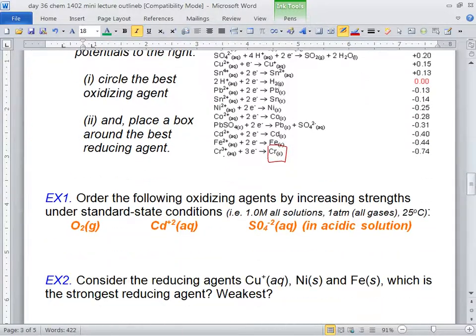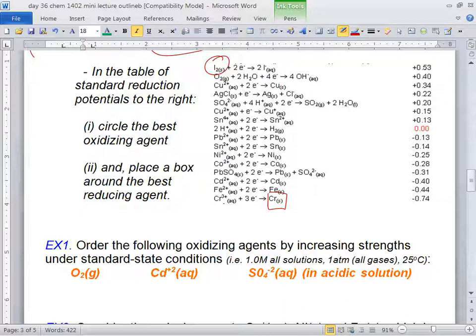Order the following oxidizing agents by increasing strengths. So using that table, you want to consider them as oxidizing agents. Consider these compounds as oxidizing agents and list them from weakest all the way to the strongest just by using that table of standard reduction potentials. Find the weakest one, and then list it to the strongest.